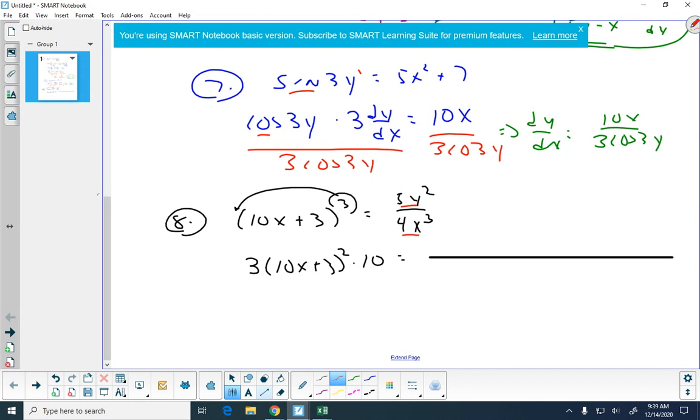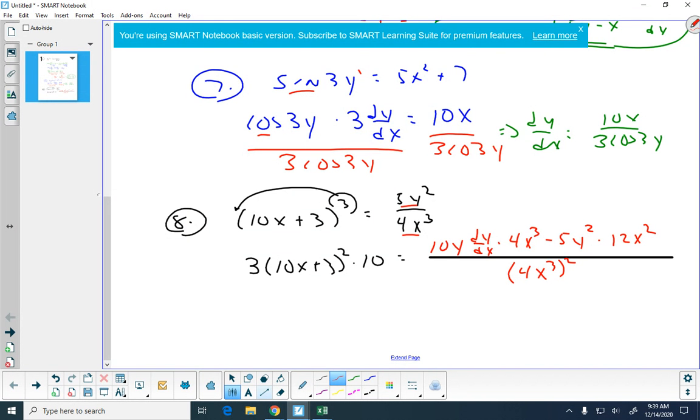The derivative of the top. Bailey, what do you have? 10y dy/dx. And we multiply that by the bottom, 4x cubed, minus the top times the derivative of the bottom, which is what? 12x squared. And this is over our bottom squared. If you want to do some mental math, you've done enough of these already. You could write it as 16x to the 6th, or you can write it as (4x cubed) squared.